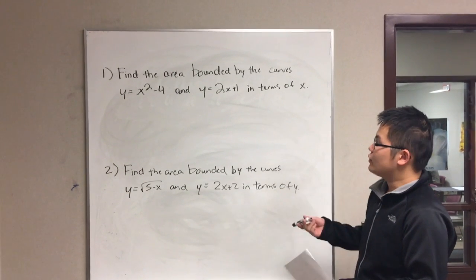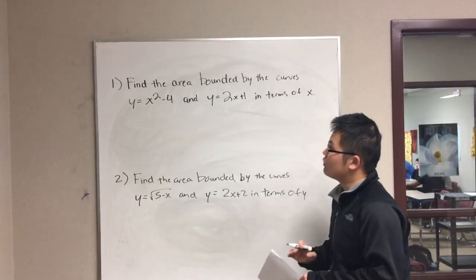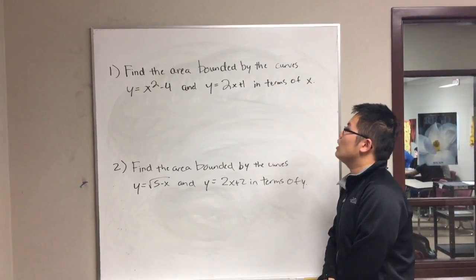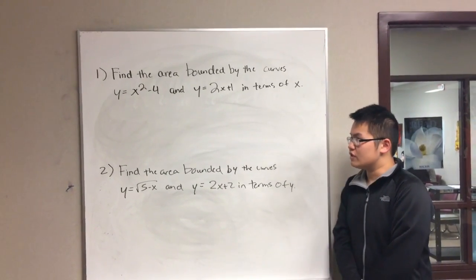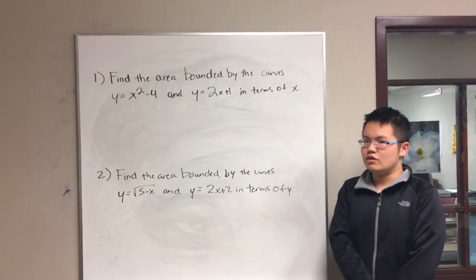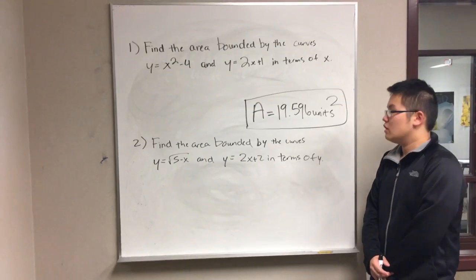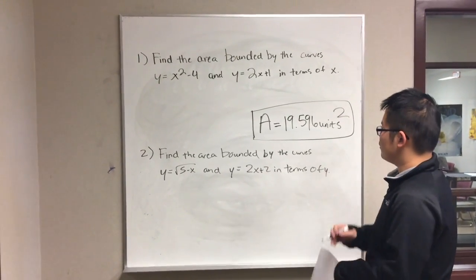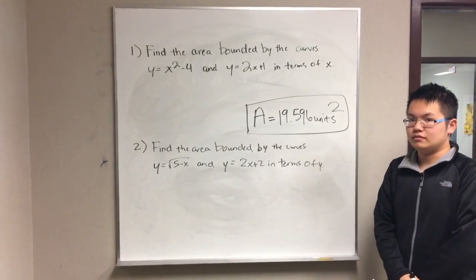So here are two examples for you to try. Problem number 1 says find the area bounded by the curves y equals x squared minus 4 and y equals 2x plus 1 in terms of x. So give yourselves a couple of minutes, pause the video if you have to, and solve for the answer. If you did this right, you should get an answer of 19.596 units squared.